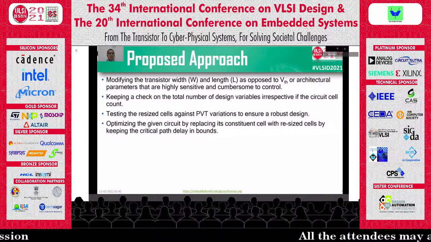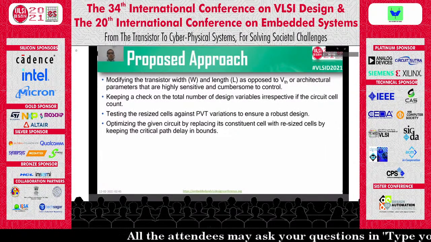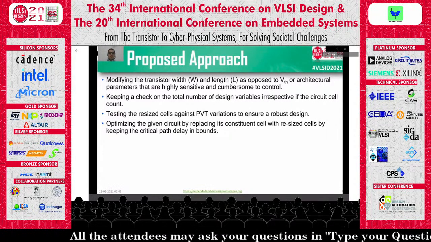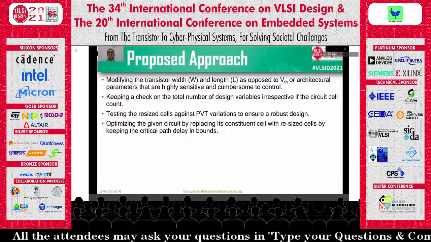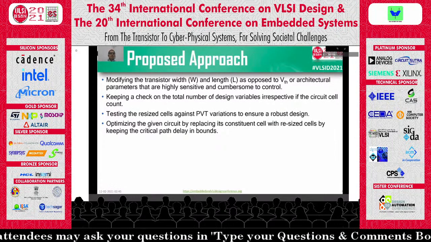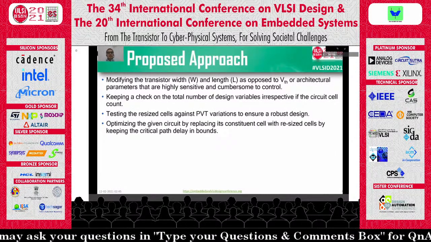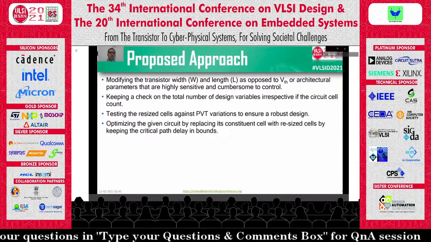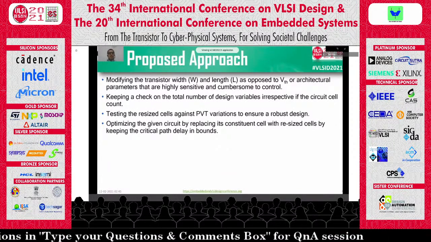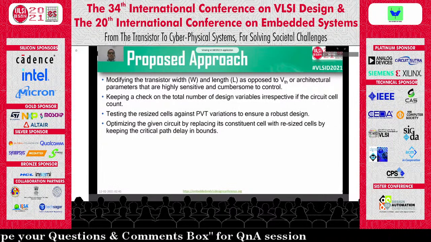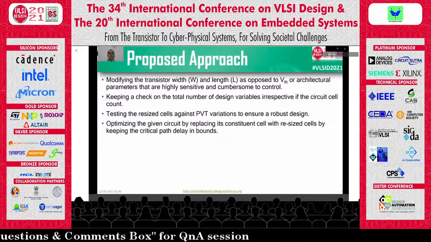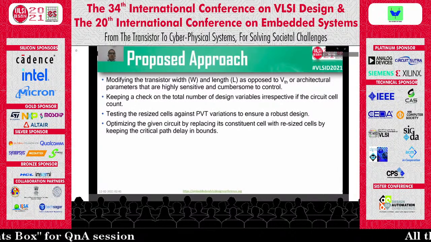Here, we propose a four-fold process of digital circuit optimization. Firstly, we modify the transistor width and length instead of the threshold voltage, despite the fact that threshold voltage has a greater impact on leakage and delay performances. One reason is that it is much easier to modify the W and L values as compared to the threshold voltage values. Secondly, minute changes in the W and L values are not amplified in the leakage and delay specifications.